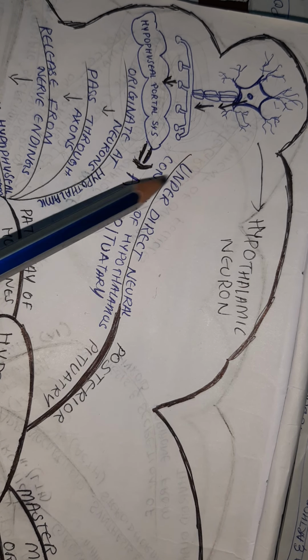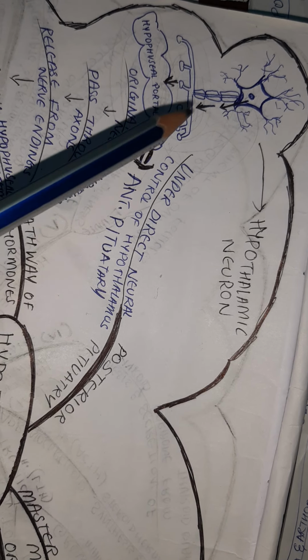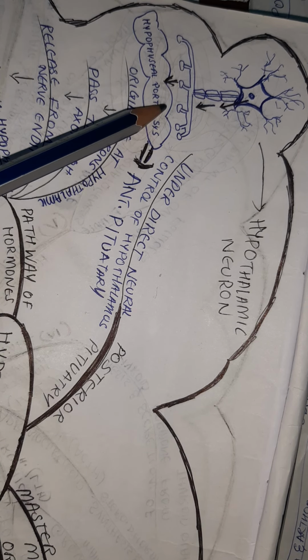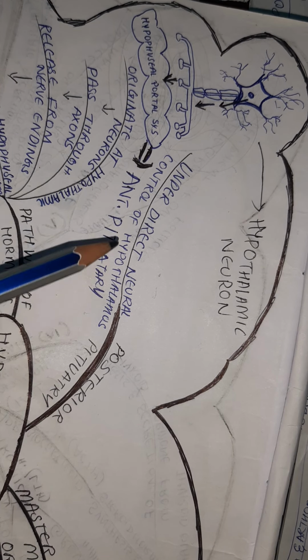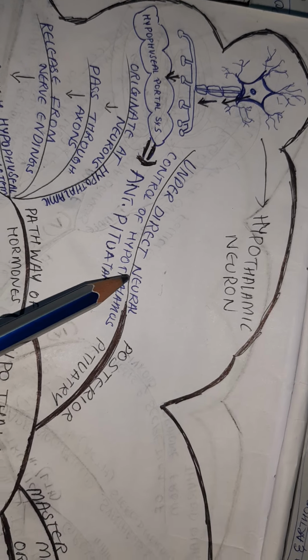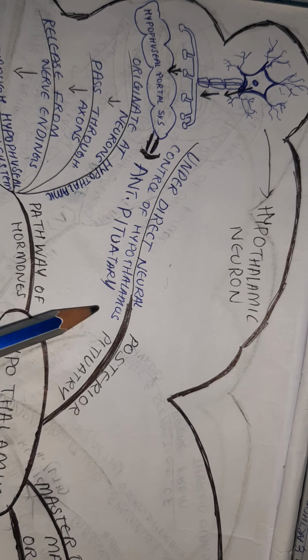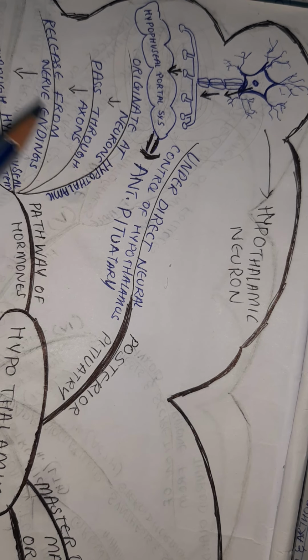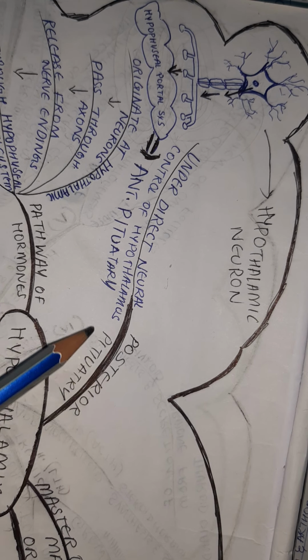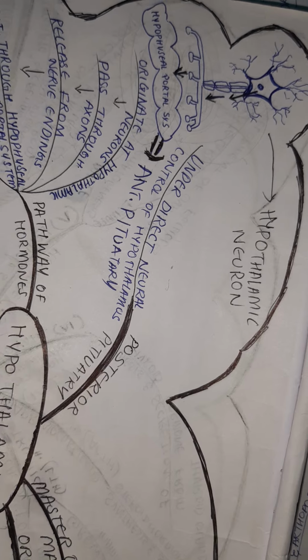So this is the pathway of the hormones. First it is secreted or produced in the hypothalamic neuron. It travels through the axon. It is released near the nerve endings. It travels through hypophyseal portal system. Then it reaches anterior pituitary. Posterior pituitary is directly under the control of hypothalamus. It does not require a system like this. It is directly under the control of hypothalamus.